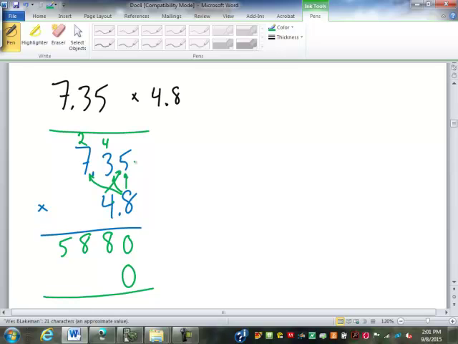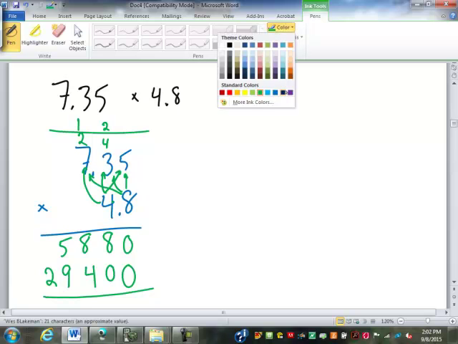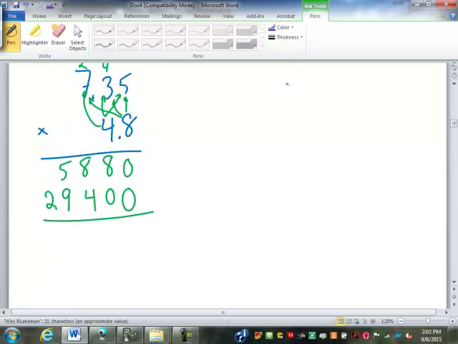4 times 5, 20, so 0, carry the 2. 4 times 3, 12, plus 2, 14, carry the 1. 4 times 7, 28 plus 1 is 29, so 9, carry the 2. And we just add our columns now. I got to keep the 0 here for now. 8, 12, so 2 carry the 1, 15, so 5 carry the 1, and 3.